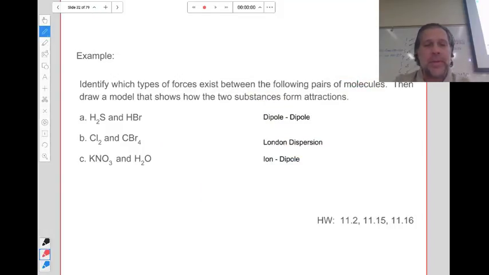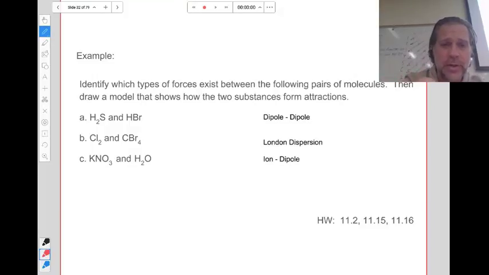So in the next problem here, it asks us to identify what type of forces would exist between the following pairs of molecules, and then draw a model to show how two substances form attractions. So in the case of H2S and HBr, I've identified those to be dipole-dipole. So when I draw H2S, it looks something like this. And HBr would look something like this.